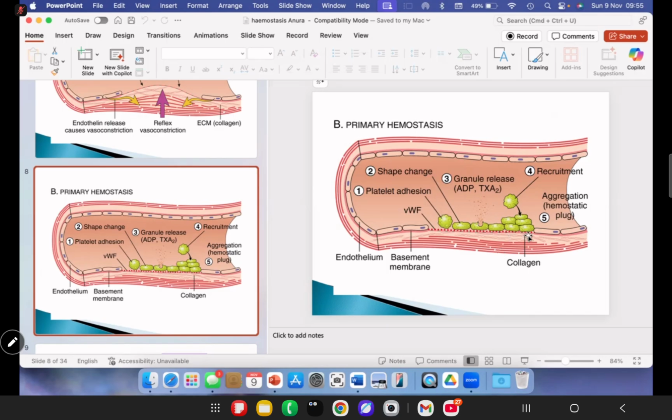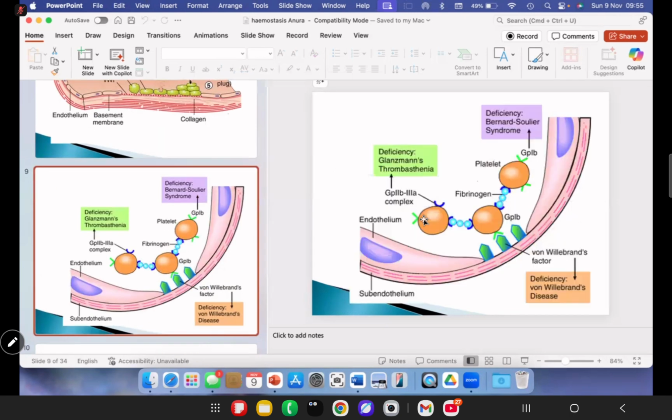Now this collagen type 4 is the most important factor here in the basement membrane to start with this, right? Adhesion and various things. Okay, this is called platelet plug formation. This is the second stage of this hemostasis. The third, right? Now what happens?